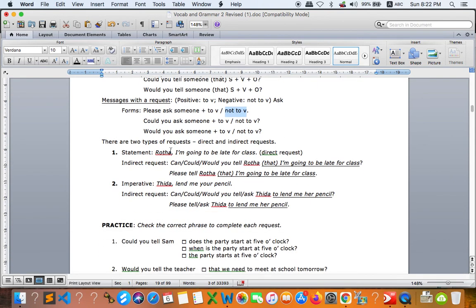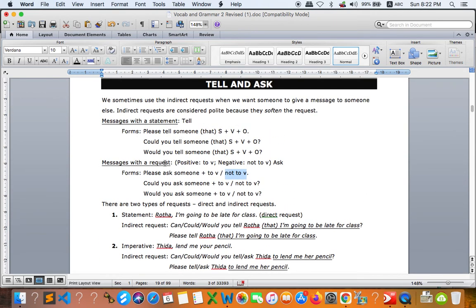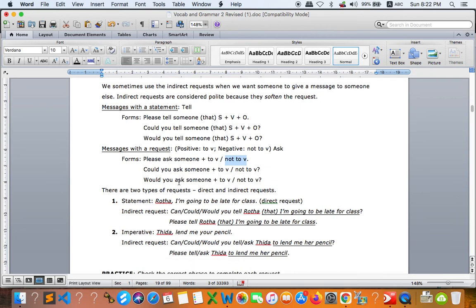So there are two types of requests, direct and indirect requests. As I mentioned, the message that you really want to say is the direct message or direct request. And we use this to soften the request. That's what we call an indirect request. So let's see the statement right here. The first person is the one you want to talk to, all right? But you have no chance, or you don't see him or her, so instead of talking to him or her directly, you ask someone else to talk to her or bring the message to her or him. All right, just like this.